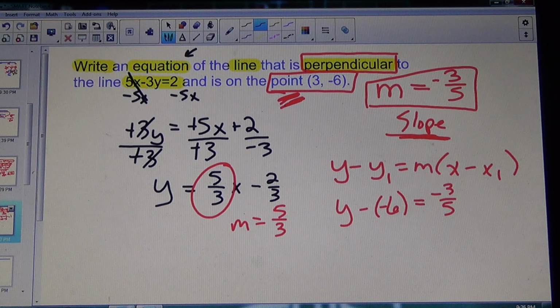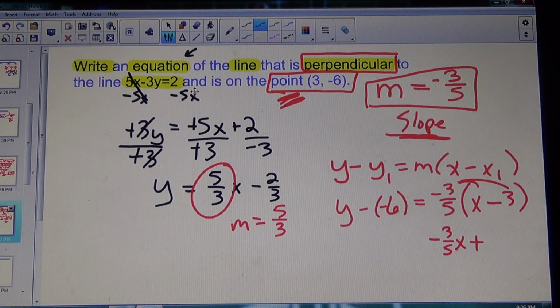What if it was parallel on the test? If it says parallel, parallel lines have the same slope, so I would just use the same number. On this question, it says perpendicular. Alright, so it'd be x minus, what's my x value here? 3. Nice. And therefore I would then distribute, because I got to get rid of the parentheses. So I'd get -3/5 x minus, actually negative and a negative make a positive. 3 times 3 on top would be 9/5. And on this side it would turn into a y plus 6.